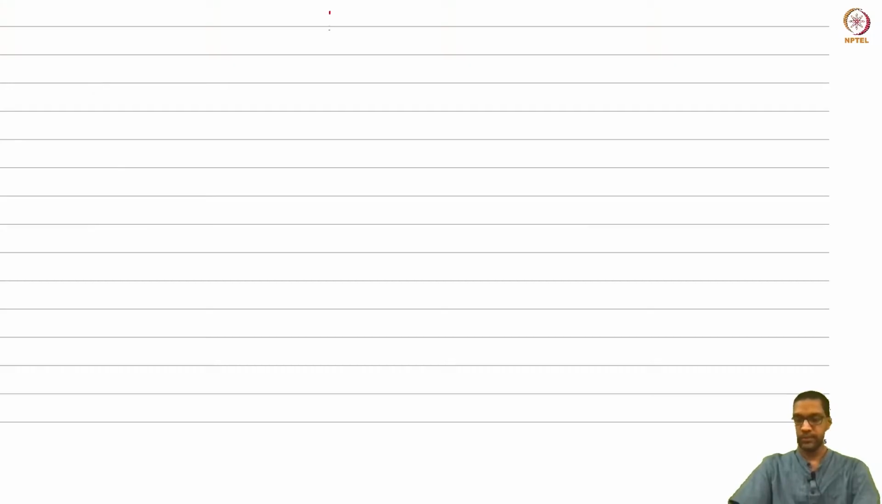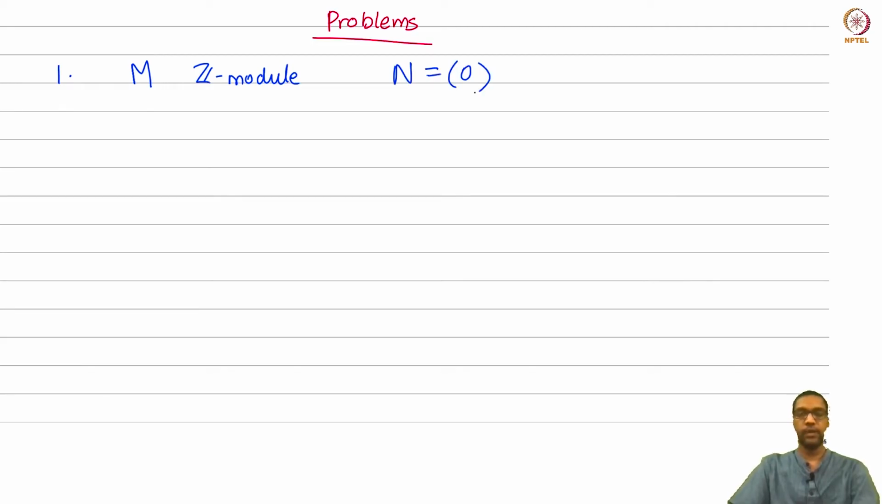Let's do some problems or examples on tensor products. Okay, so first problem. We defined the tensor product of two Z modules. Now suppose I take M to be any arbitrary Z module, but for N I will choose the 0 module, meaning it's just the singleton comprising 0. So this of course is a Z module, the trivial group if you wish.